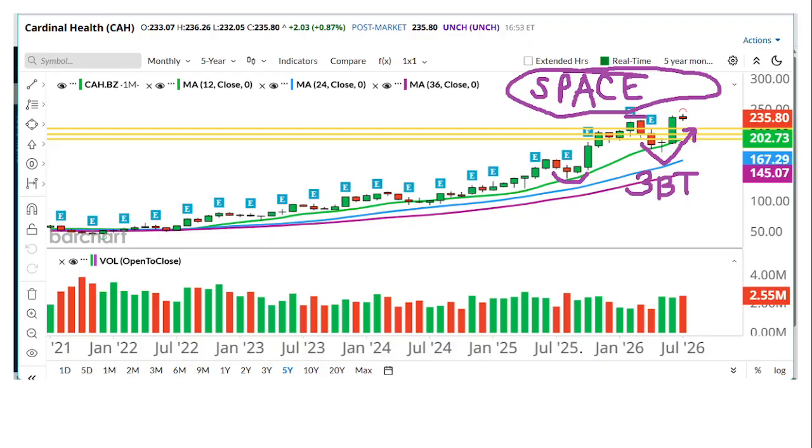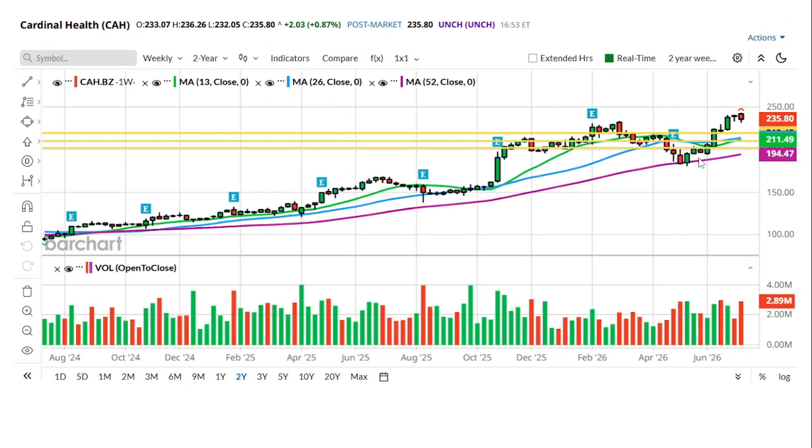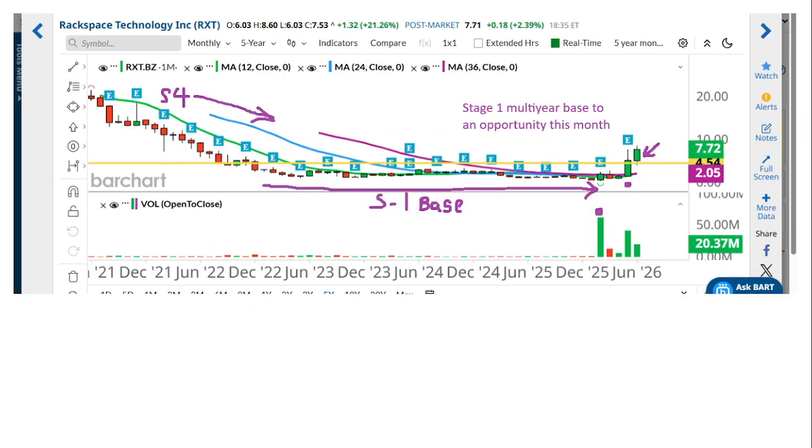But right now, Cardinal Health is a Wall Street favorite. We had this 3-bar turn buy setup. And here's what it looks like on a weekly chart. So we bought here in this transition, put our stop here, and we've got a profit currently in Cardinal Health. Pretty simple. Let's move on to another one.